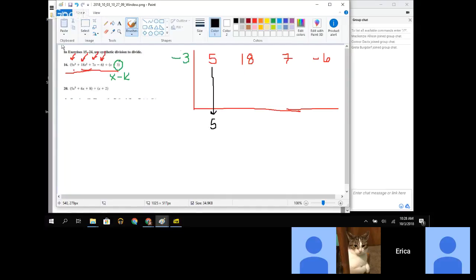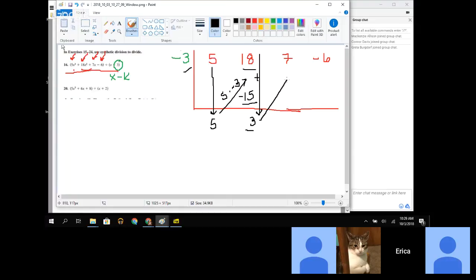Now, we're going to come up here, okay? And we're going to take whatever number this was, 5, and we're going to multiply it by our k value, -3. So what is 5 times -3? -15, right? Now, we're going to add up 18 plus -15, and we get 3.